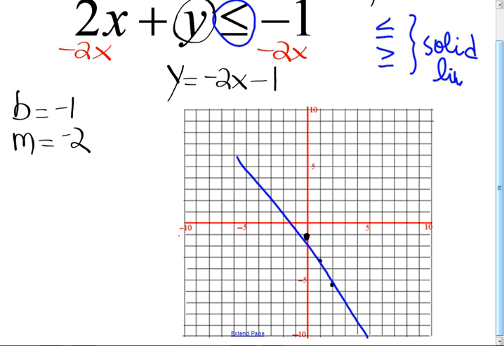Close enough. Now, which side do I shade? That's the only thing that's new today. Grant, which side am I going to shade? How am I going to figure that out?